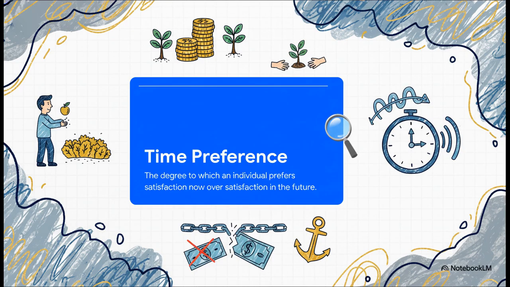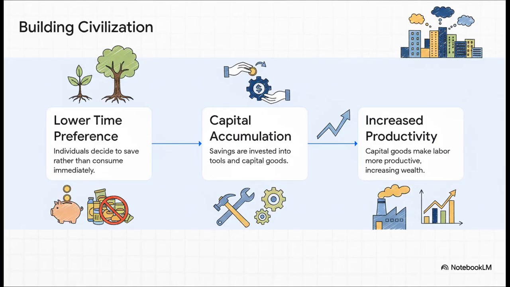Someone with a high time preference wants that gratification right now, but someone with a low time preference is willing to delay that consumption to save and invest for an even bigger reward down the road. Now, according to the book, this single concept, time preference, is the engine of all human progress. It all starts with the choice to lower your time preference, which just means deciding to save. Those savings then become the capital, the tools, the machines, the factories that make all of our labor so much more productive. And that increased productivity is what raises our standard of living. It's a beautiful, virtuous cycle.